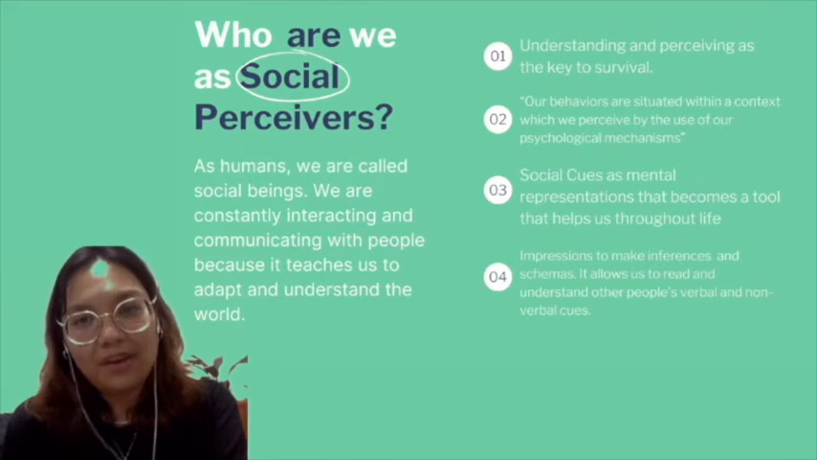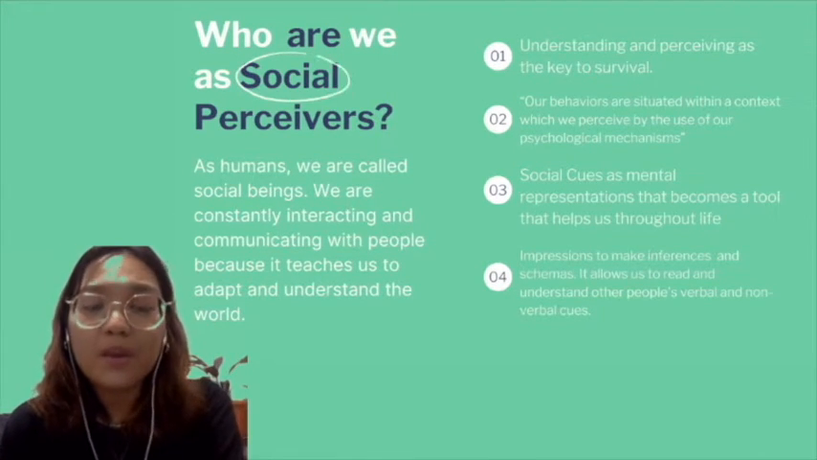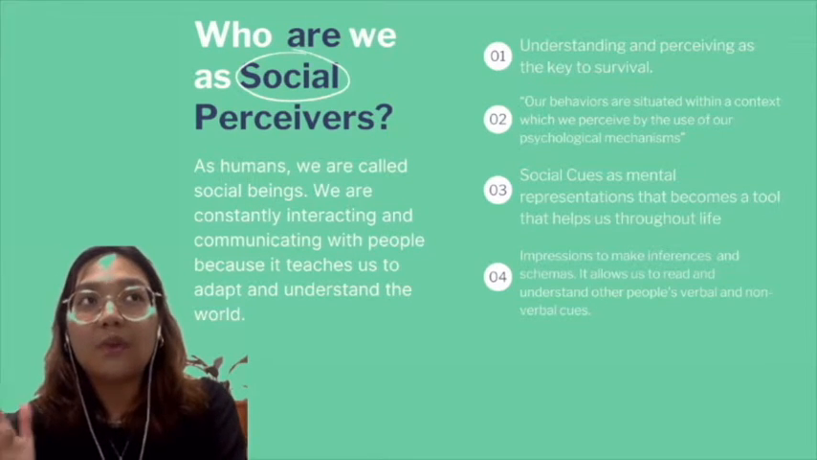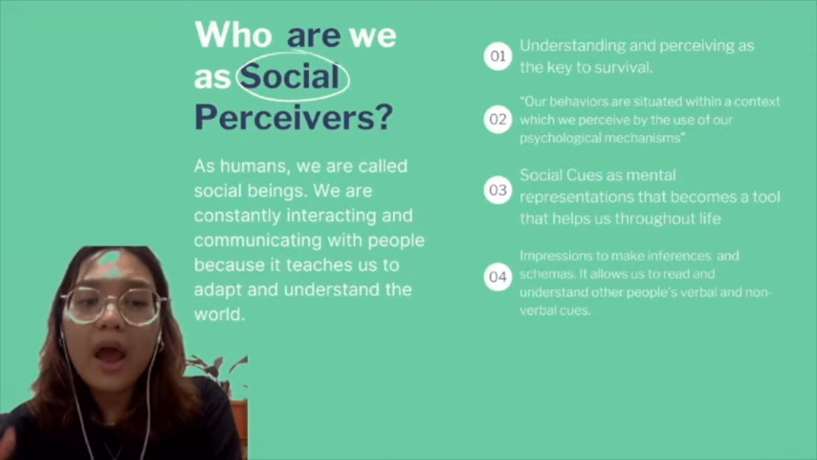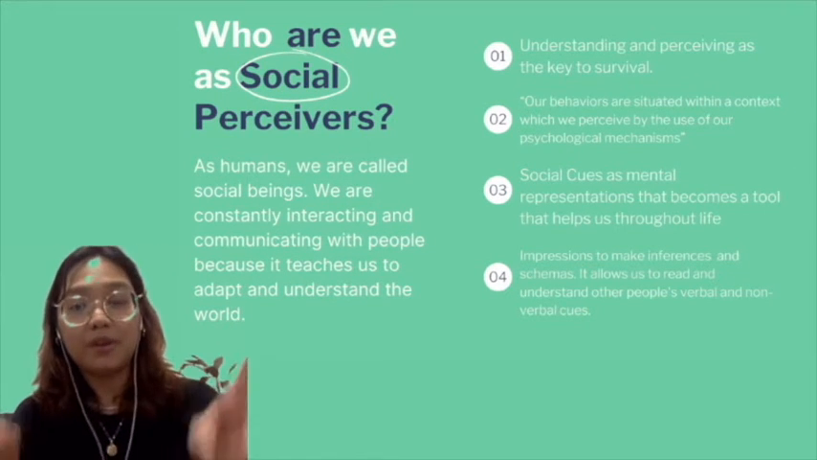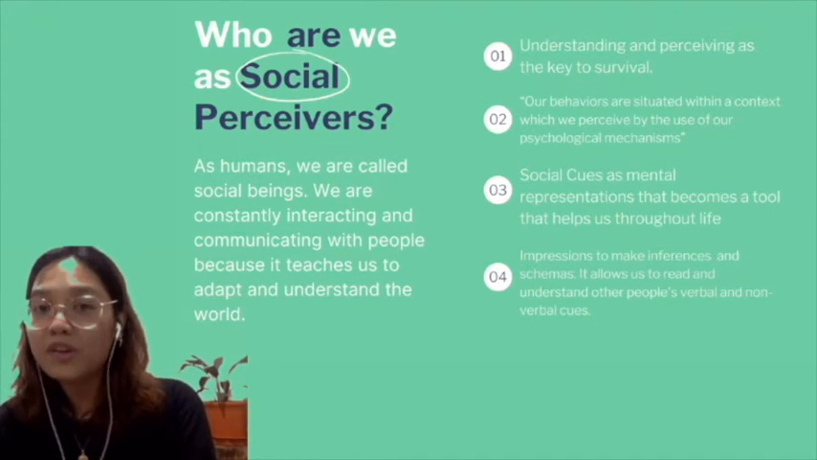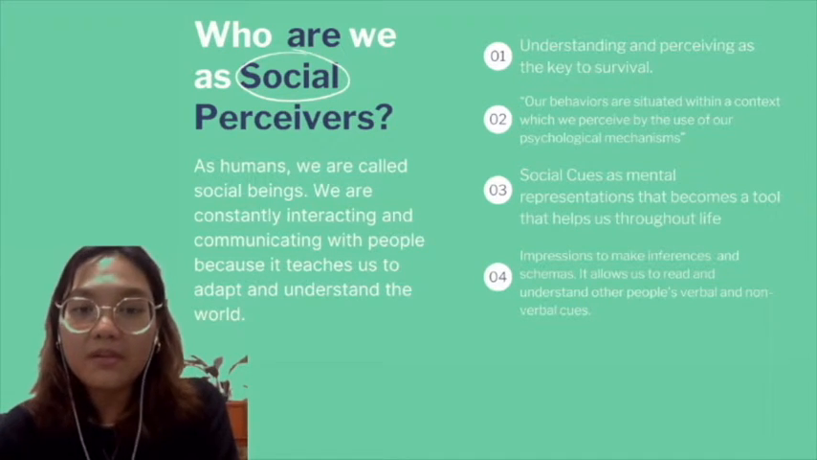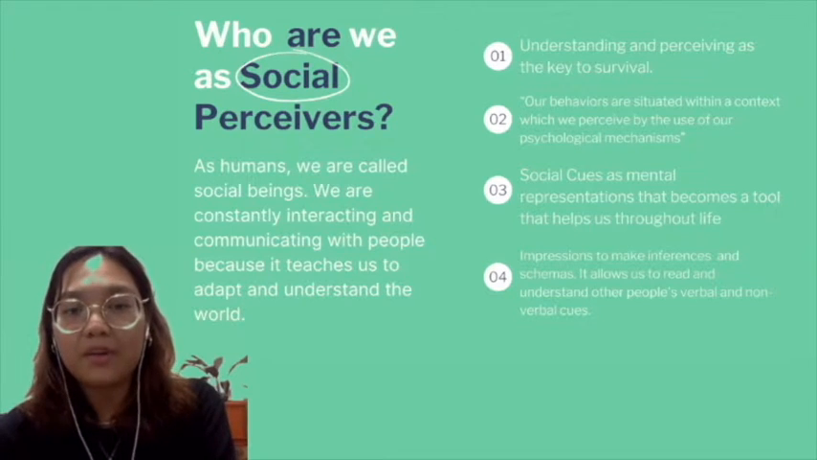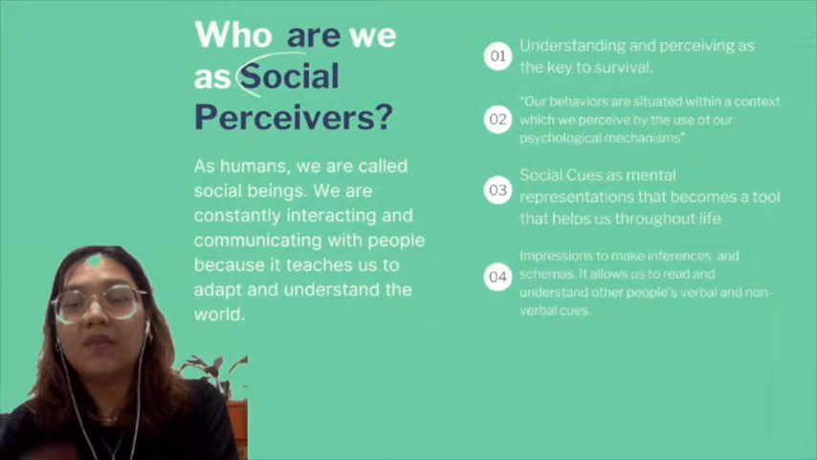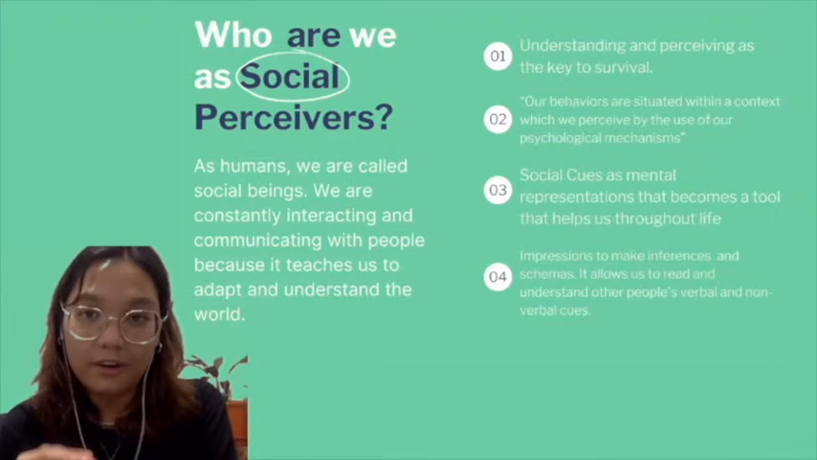We human beings are called social perceivers because we constantly interact and communicate with other people. And this constant communication and interaction with other people teaches us and helps us to adapt and understand the real world. Because of this, we are considered social perceivers because we perceive social situations and social beings, aka other people. So, as social perceivers, we try to understand and perceive different social situations and different people in different situations because this is the key to survival.